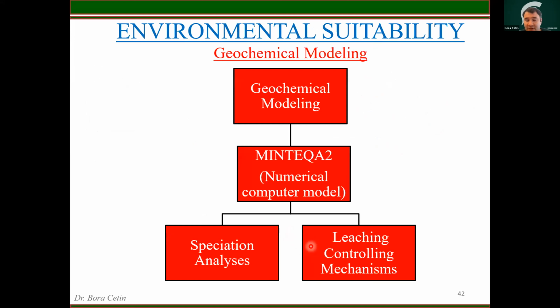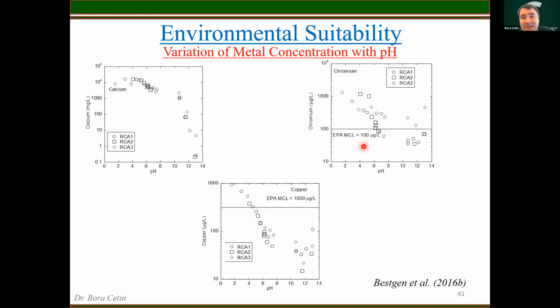And then we compare these values with the EPA maximum contaminant leachate values. There is none for calcium, but for copper and chromium, as you can see, for copper, as long as you're not at the acidic pH ranges, you're safe in terms of copper. But in terms of chromium, for RCA3, which is a fresh concrete RCA, by the way, not HICA RCA, you may see some chromium levels exceed the EPA limit.